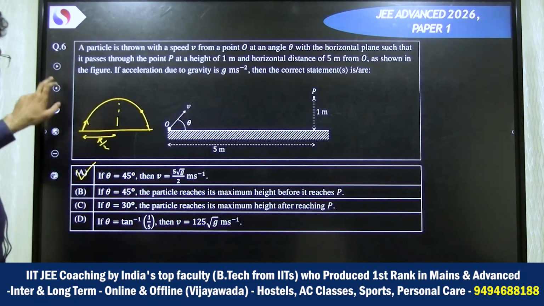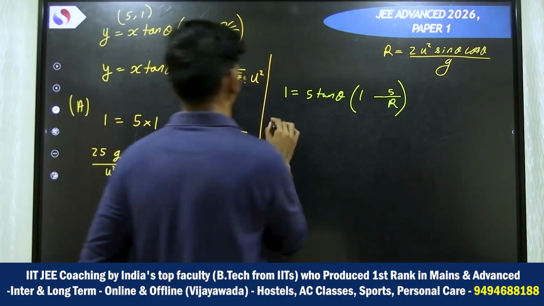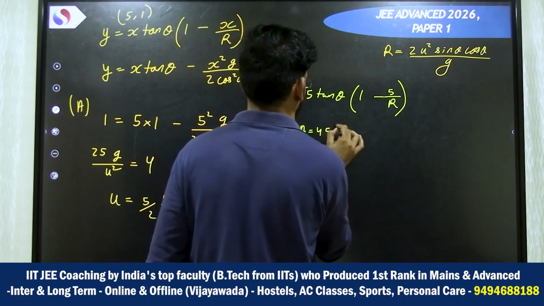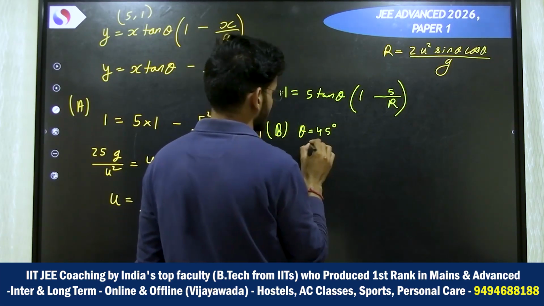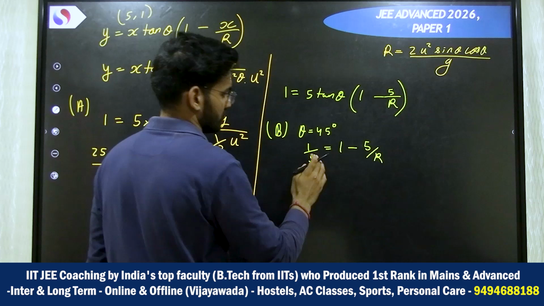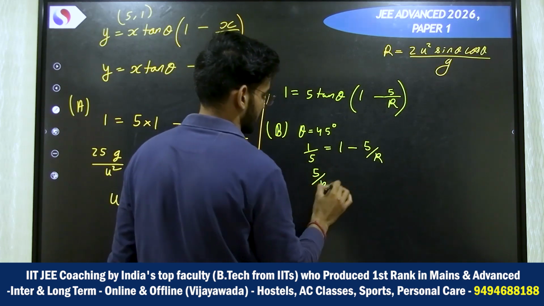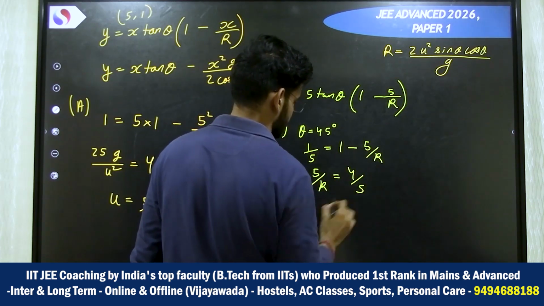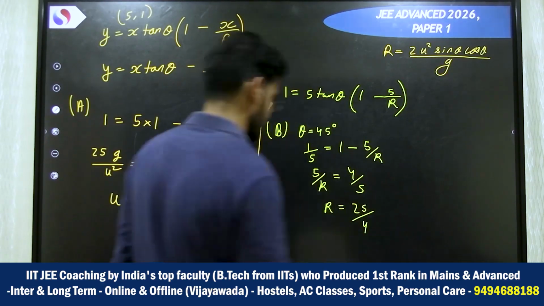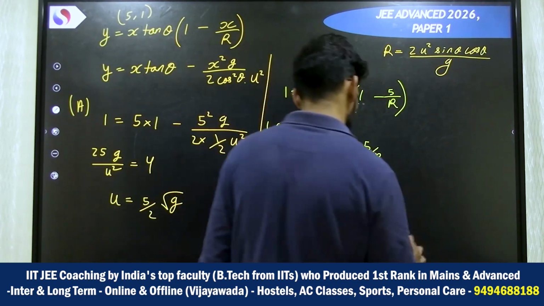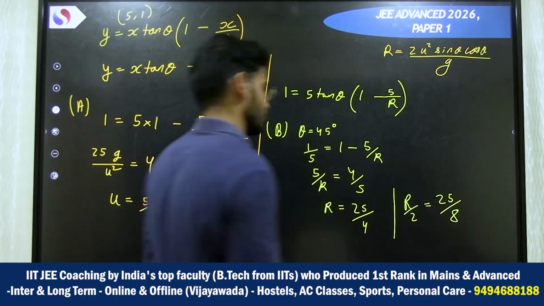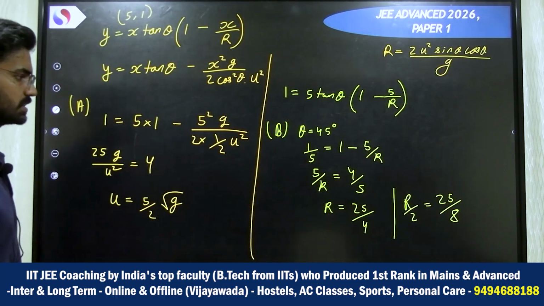Okay, 45 degrees. If you put 45 in option B, theta equals 45, right? So 1 by 5 is equal to 1 minus 5 by r, right? So here 5 by r is equal to 1 minus 4 by 5. So r is equal to 25 by 4, right? 25 by 4. So r by 2 is how much? R by 2 is 25 by 8. So 25 by 8 is approximately 3, right?